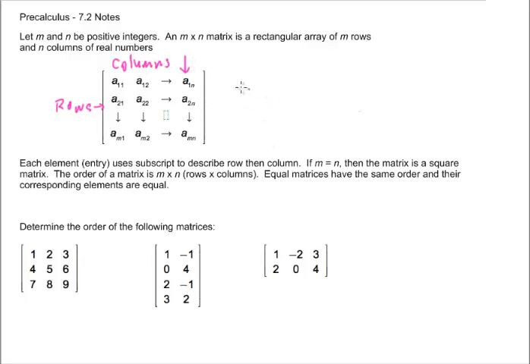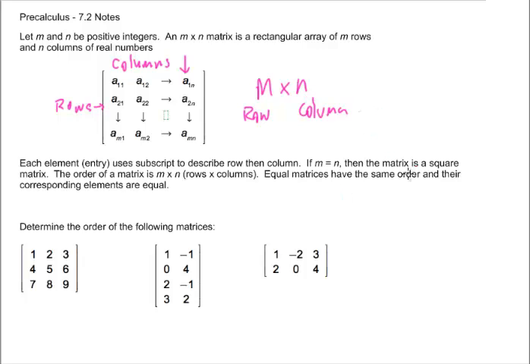Okay? And you usually call this matrix m rows by n columns. Okay? So rows here, columns here. Each element uses a subscript to describe its position by row then column. So if you have some matrix, if m equals n, the rows and columns are the same, you have a square matrix, and then the order of the matrix is the rows by the columns. So equal matrices have the same order, and their corresponding elements are equal.